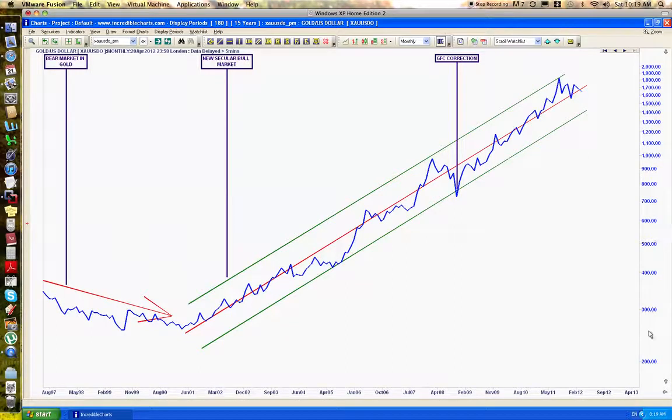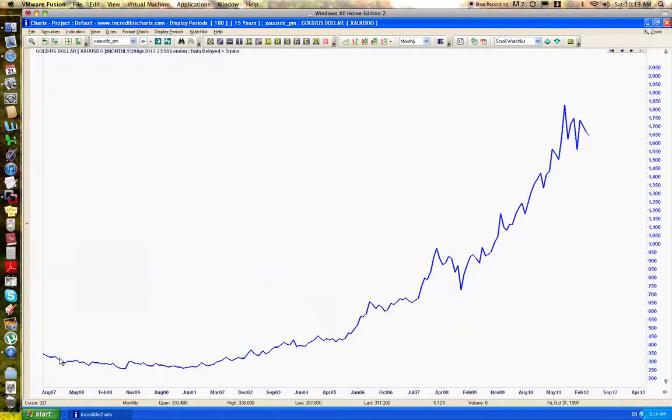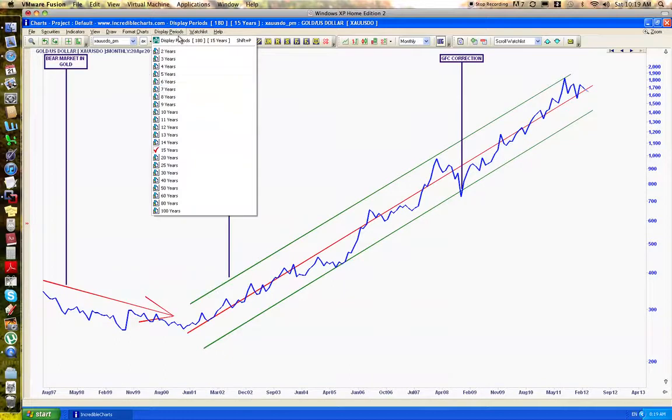This is a semi-log chart, by the way, so that's a logarithmic scale. If I just turn that off, you'll see, is it a bubble? Well, we'll leave that to another day to discuss, but that's a classic exponential rise, isn't it? Okay, let's just go back to what's happening.